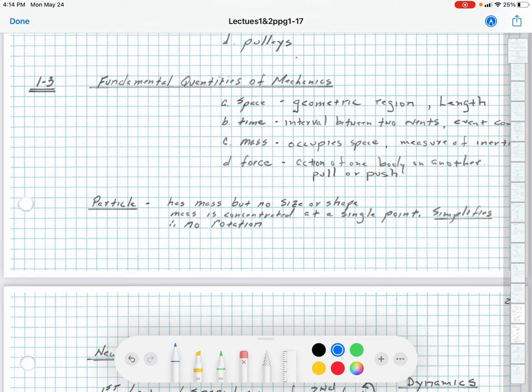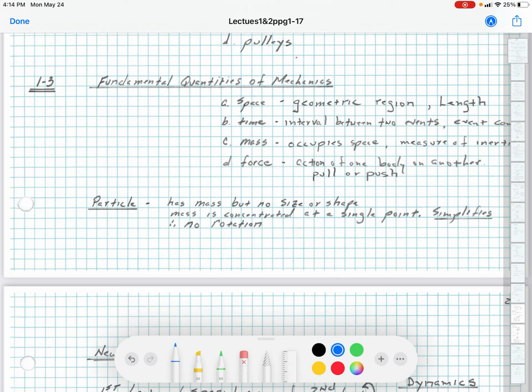Now, if you're like me, when I first started taking these type of classes and learning about mechanics of materials, I had an issue with understanding the difference between mass and force. So we're going to talk a little bit about that today, but mass is something that occupies space. It's a measure of inertia. Okay, we'll get into that more as we go along.